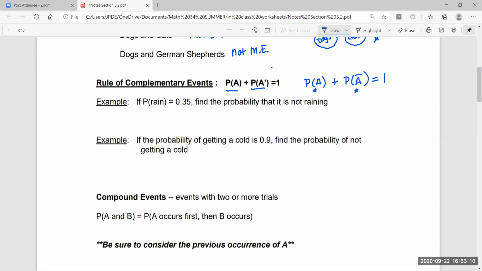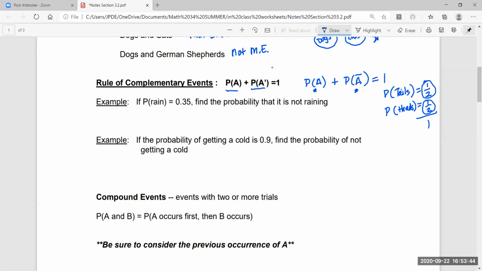An example, let's say I was talking about heads or tails. Probability that you get tails is 1 out of 2. If you don't get tails, the probability of not tails, that would be the complement, would be heads, is also 1 out of 2. When you add those up, you get 1. So if I know this, I can figure out that. And we're going to do a couple of examples to drive this home a little bit.